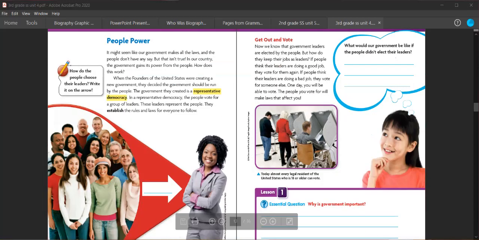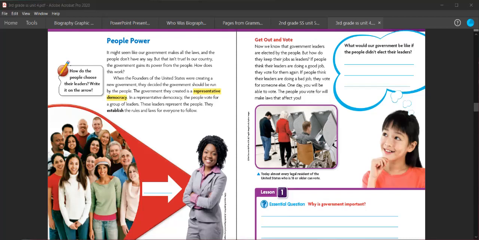Once you've completed that, we're going to read our next section that says people power. People power. It might seem like our government makes all the laws and the people don't have any say, but that isn't true. In our country, the government gains its power from the people. How does this work? Quick check. How does government gain its power?